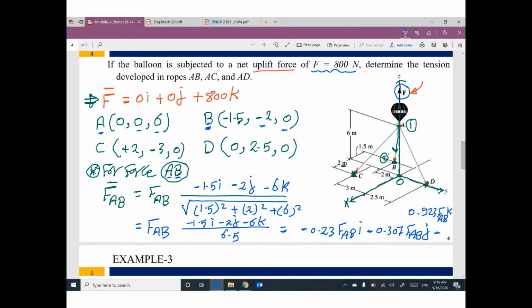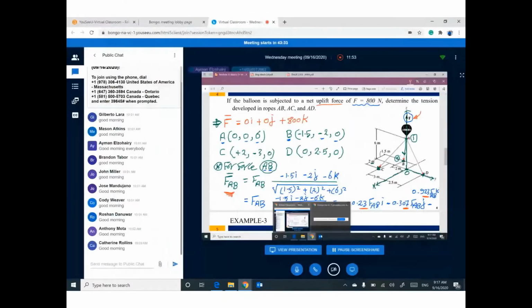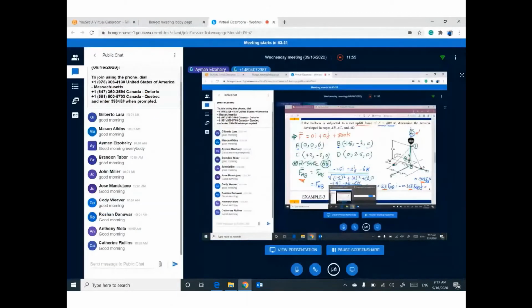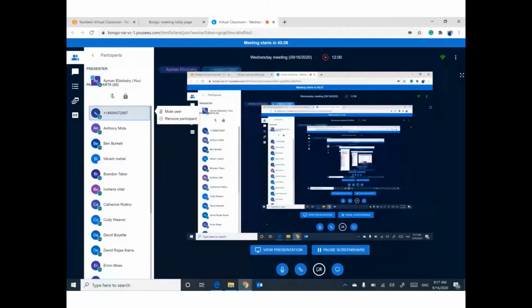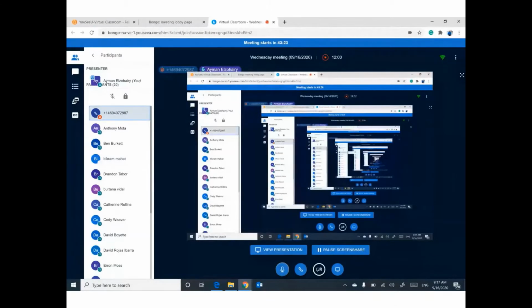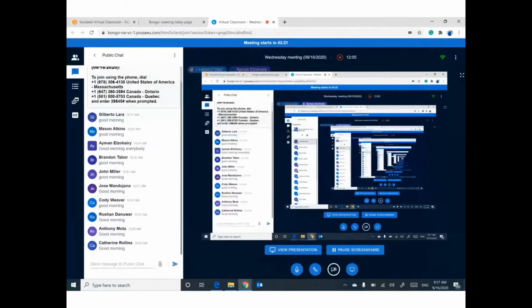I am done with the first force, force AB. I converted this force to a vector, so I can figure out the X component, Y component, and Z component for this force. Any questions, guys? Keep going.